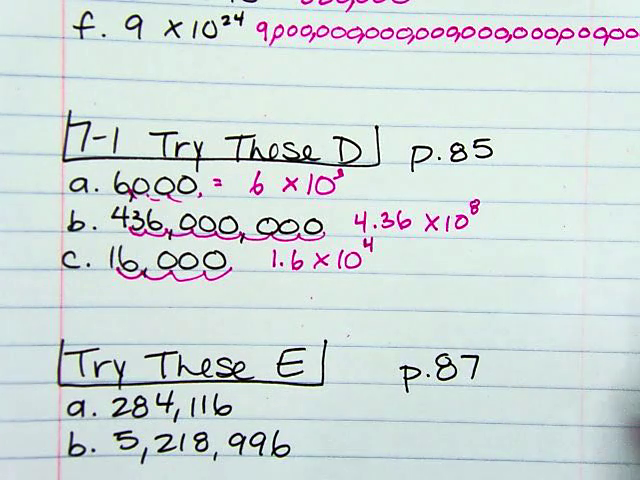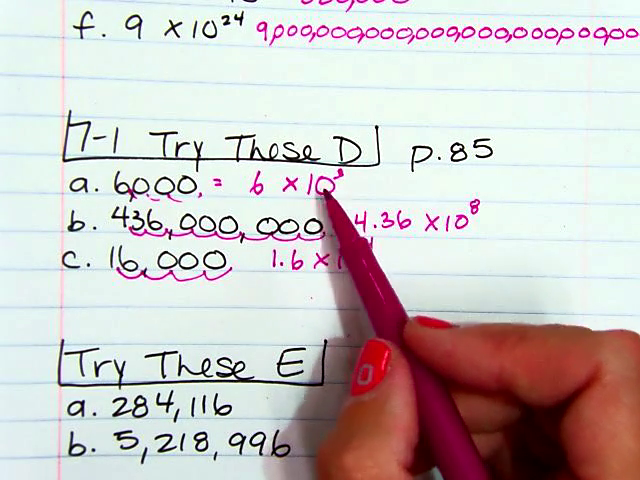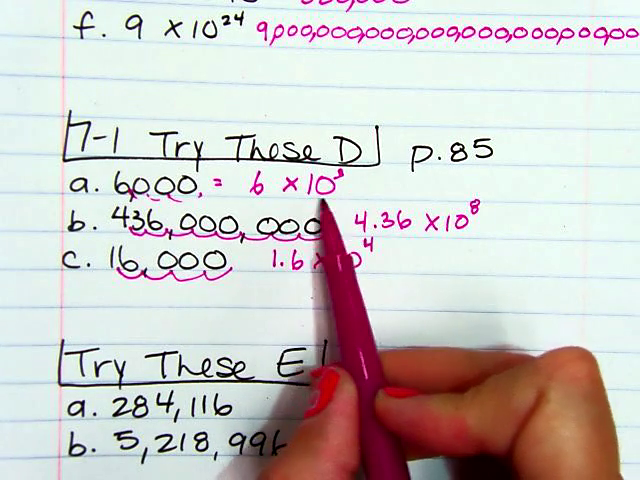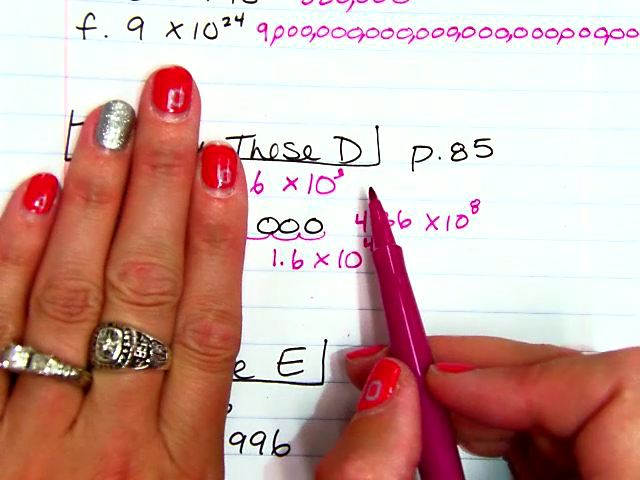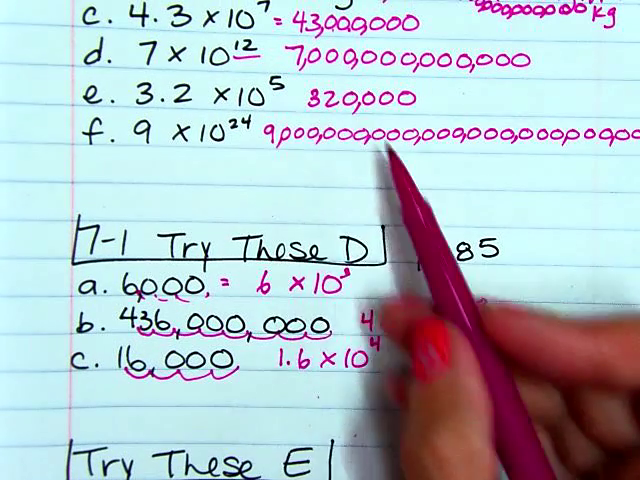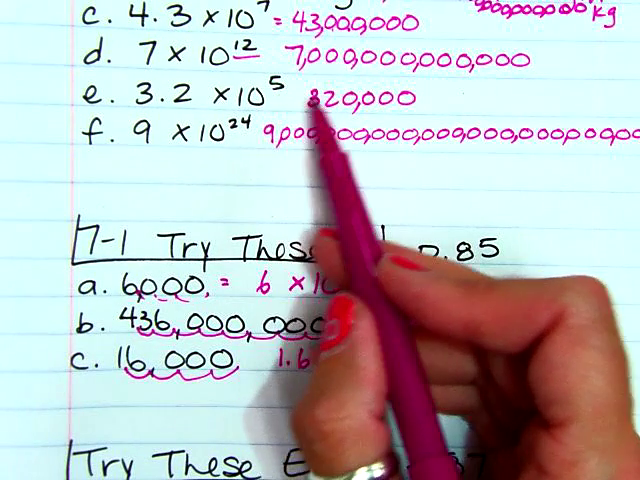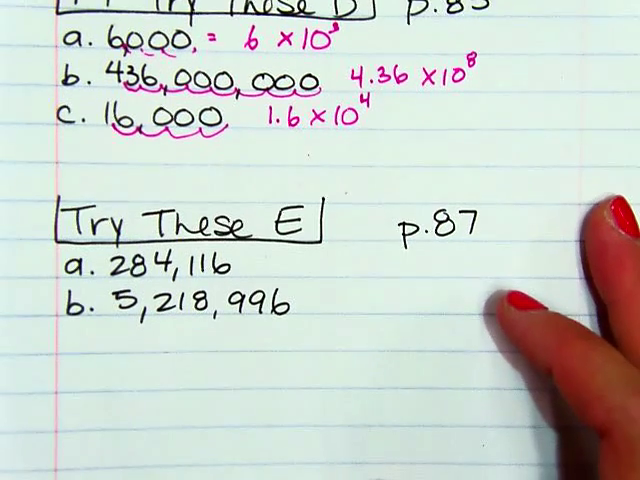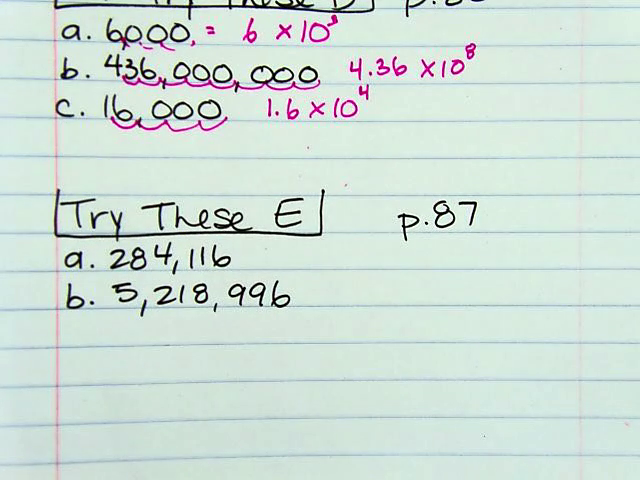Now, it says to also work them backwards. I'm not going to take the time to do that, but basically what it means is check your answer. See if you cover these up and you work this problem as put in standard form like we did up here in try these C and see if you get the same thing. You should. Okay, that's how you check answers.